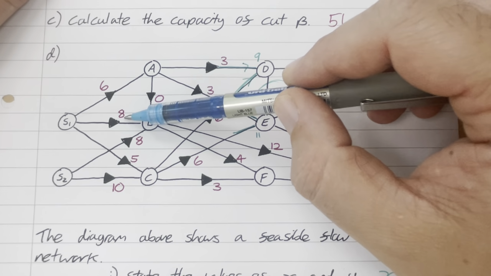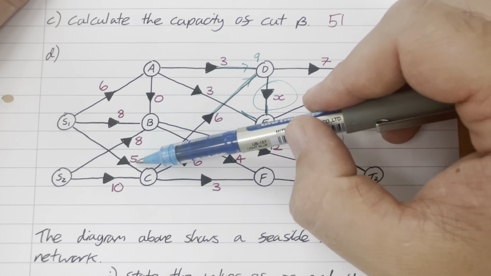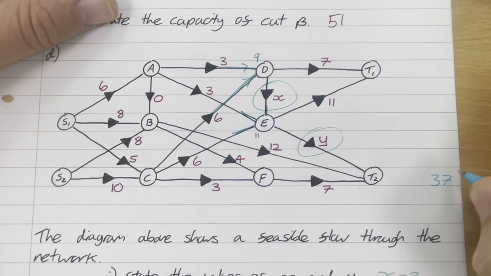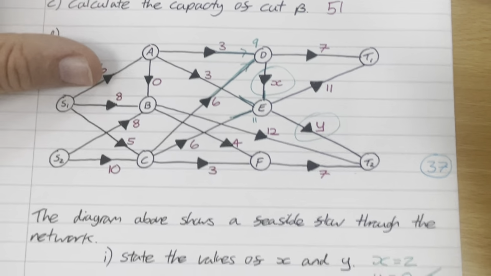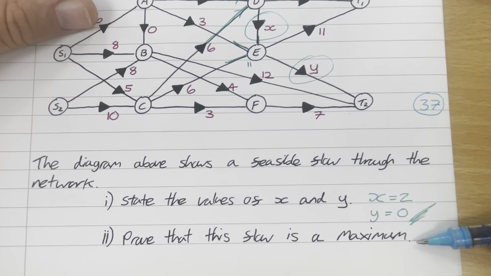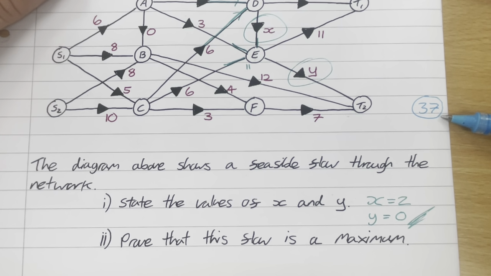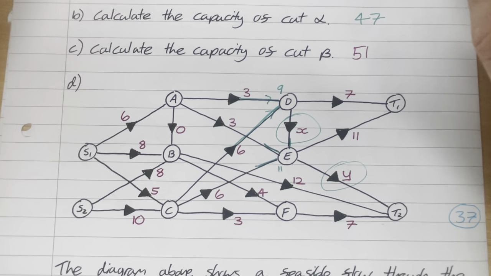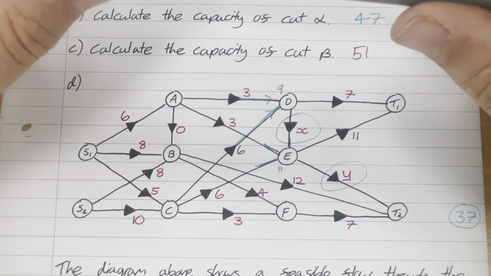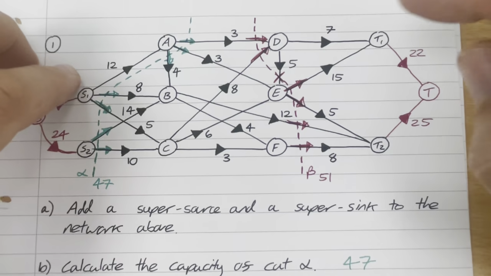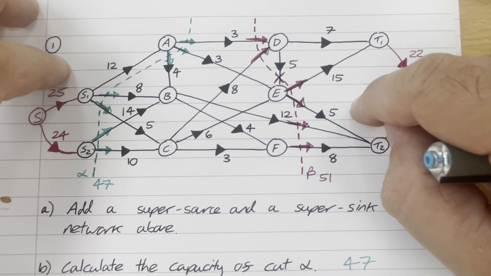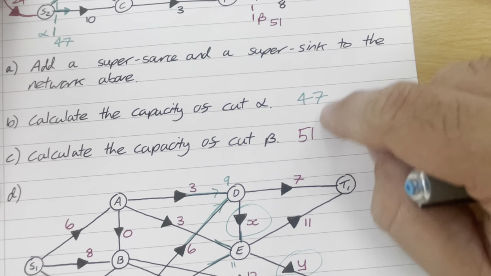So we've got 6 plus 8 is 14, plus 8 is 22, plus 5 is 27, plus 10 is 37. So I'm saying that the flow through this network is 37. I'm asked to prove that this is a maximum flow, which implies that this is the maximum flow. I just need to prove it. So I'm going to be using the max flow min cut theorem, which means I need to find a cut in this network where the cut is equal to 37. So I've got a cut of 47 and 51, but those two are useless because neither of those are 37.